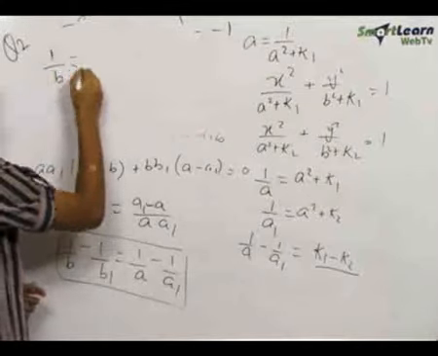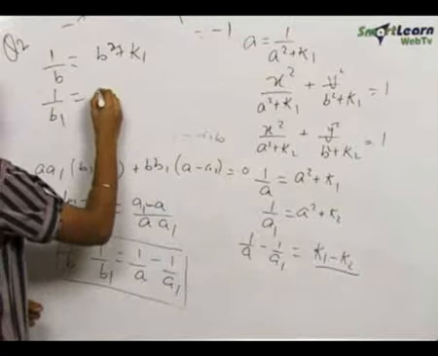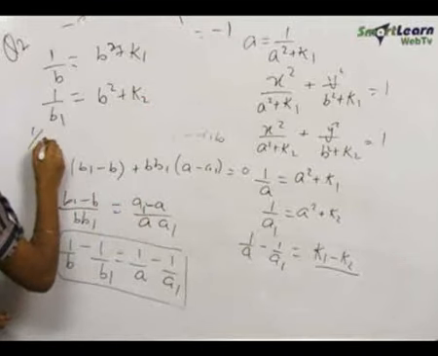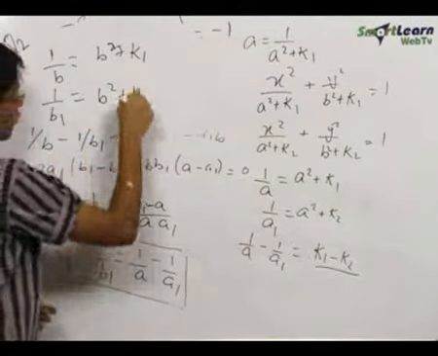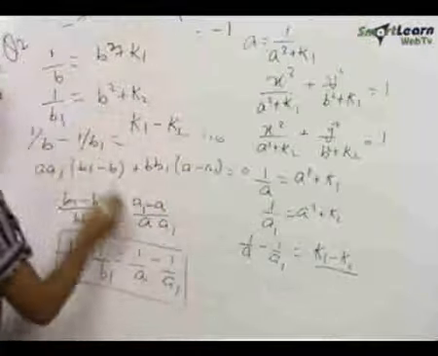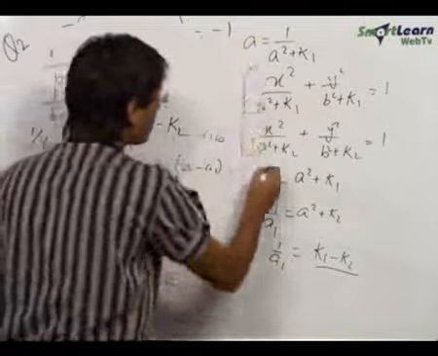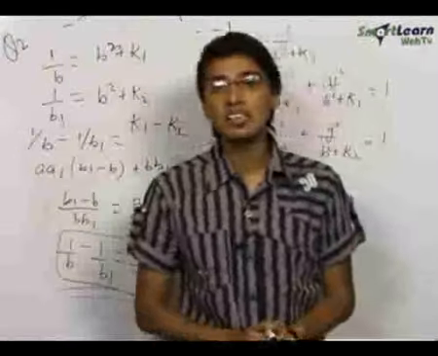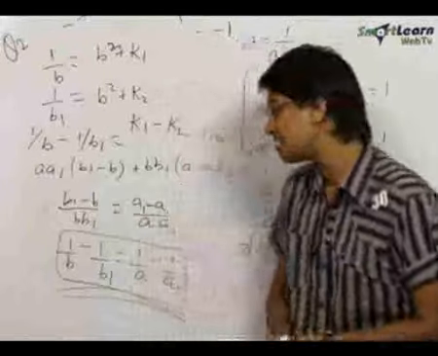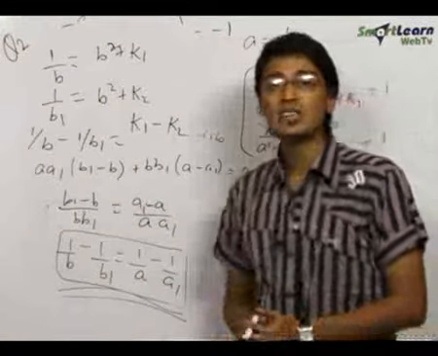1/b in our case is b²+k1, and 1/b1 in our case is b²+k2. Hence 1/b - 1/b1 is coming out to be equal to k1 - k2 again. Hence 1/a - 1/a1 is k1 - k2, which is equal to 1/b - 1/b1. So from our condition which we proved in the first part, the two curves are cutting orthogonally, and hence our final answer is that for two curves ax² + by² = 1 and a1x² + b1y² = 1 to cut orthogonally, the condition is 1/a - 1/a1 equal to 1/b - 1/b1, and this is our final answer.